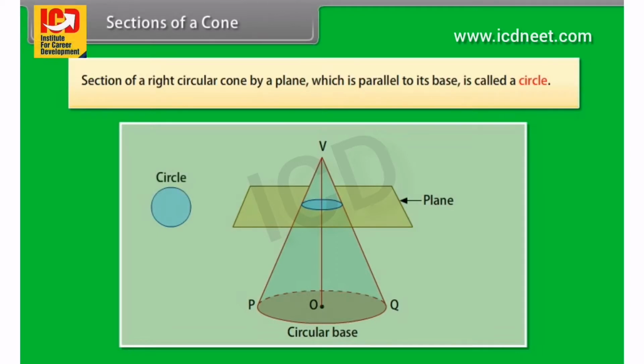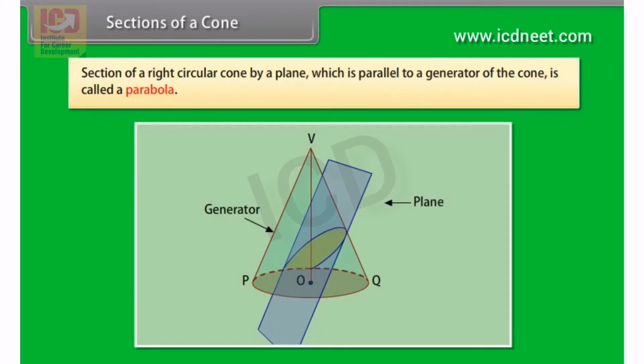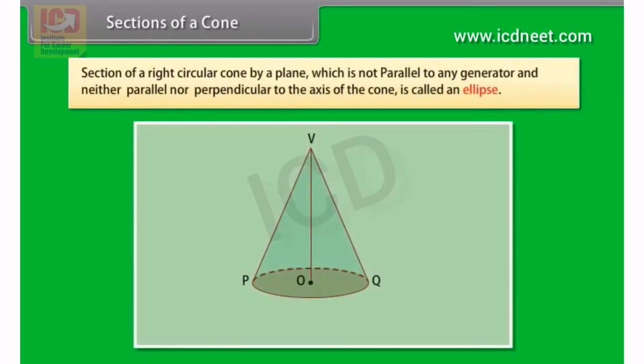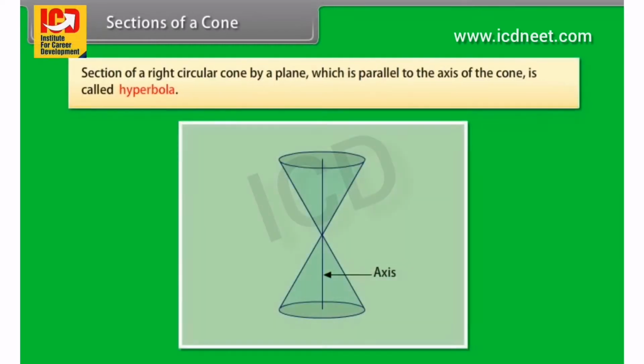Section of a right circular cone by a plane which is parallel to its base is called a circle. Section of a right circular cone by a plane which is parallel to a generator of the cone is called a parabola. Section of a right circular cone by a plane which is not parallel to any generator and neither parallel nor perpendicular to the axis of the cone is called an ellipse. Section of a right circular cone by a plane which is parallel to the axis of the cone is called hyperbola.